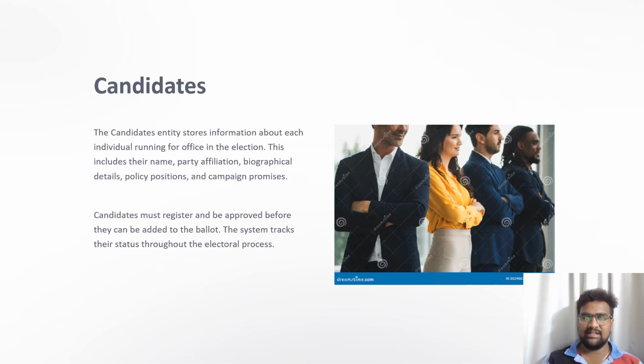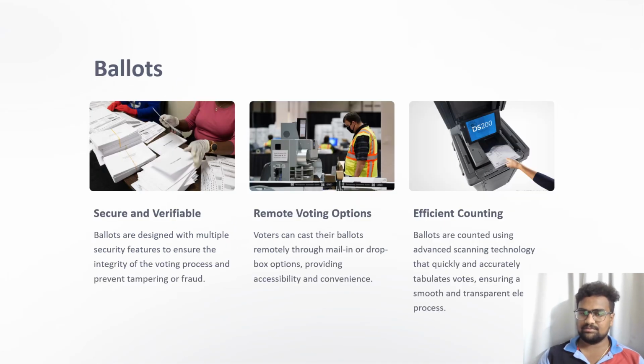Candidates: the candidate entity stores information about each individual running for office in the election. This includes their name, party affiliation, biographical details, policy positions, and campaign promises. Candidates must register and be approved before they can be added to the ballots. The system tracks their status throughout the electoral process.